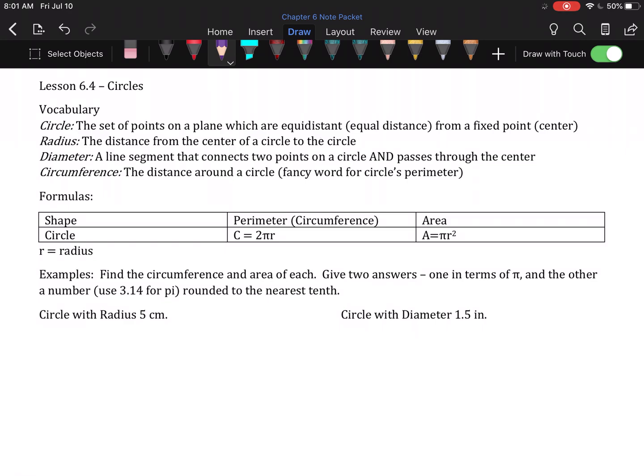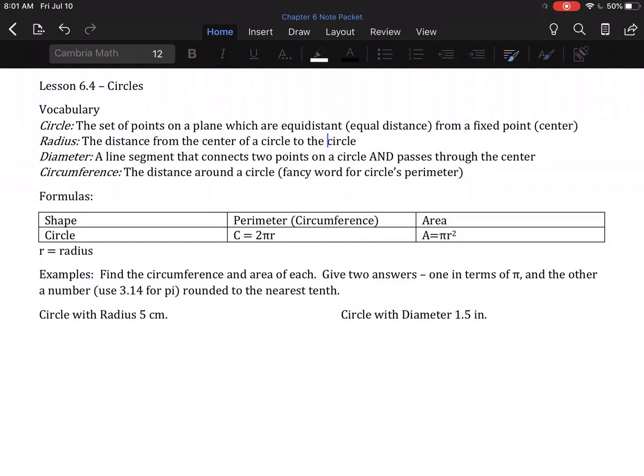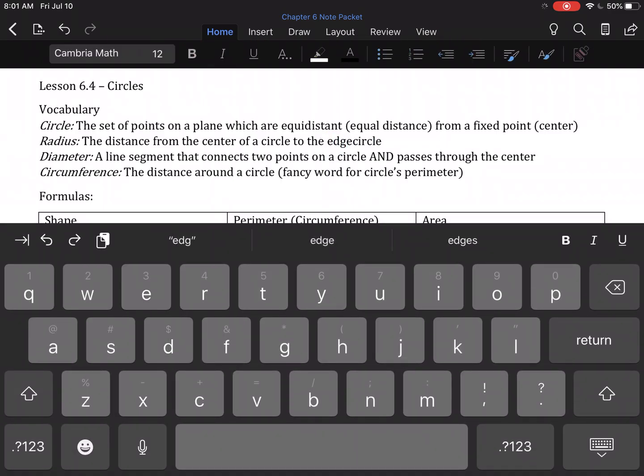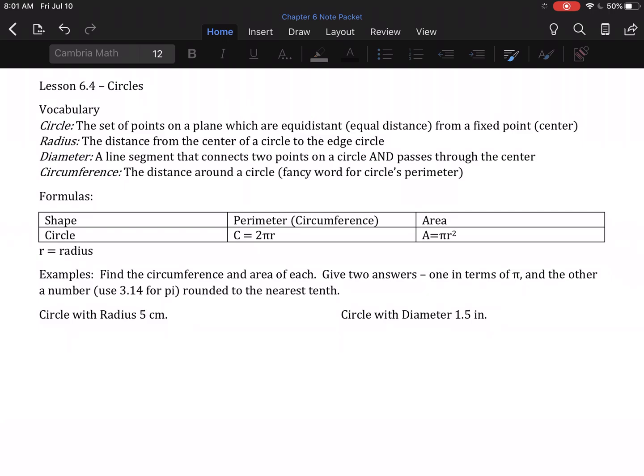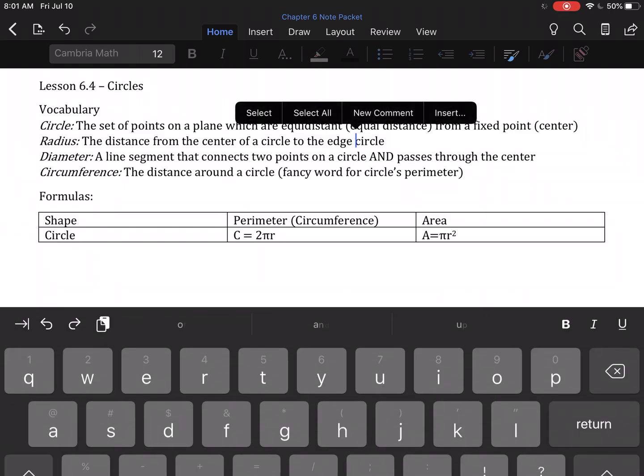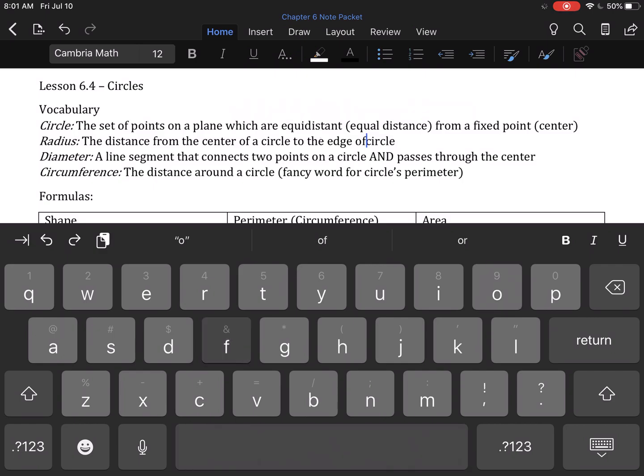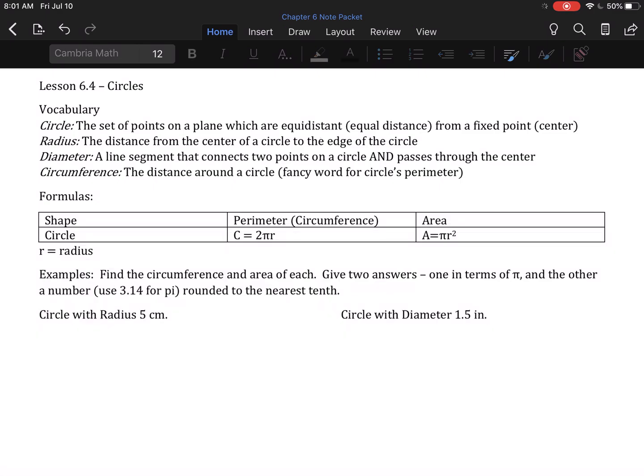And I'm definitely missing the word edge there. And that's easy to fix. EDGE. There we go. That should probably say from the center of a circle to the edge. Should probably put "of the" here as well. Now that makes sense. The distance from the center of a circle to the edge of the circle.